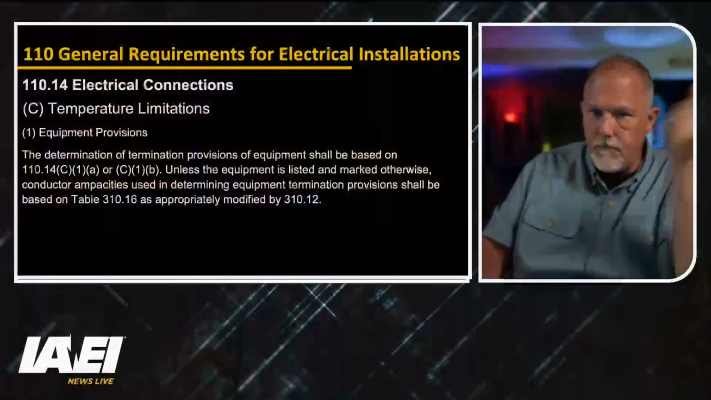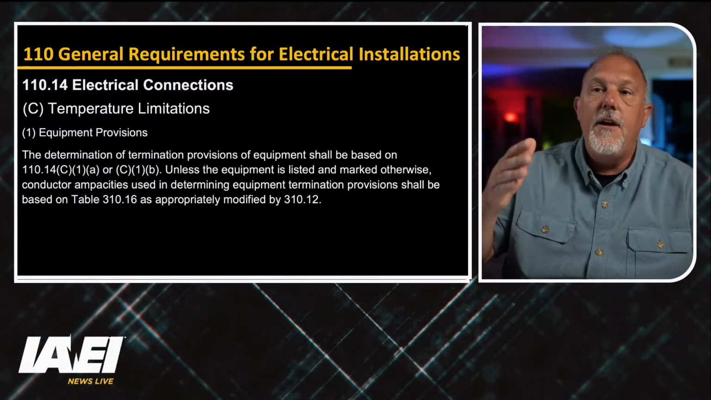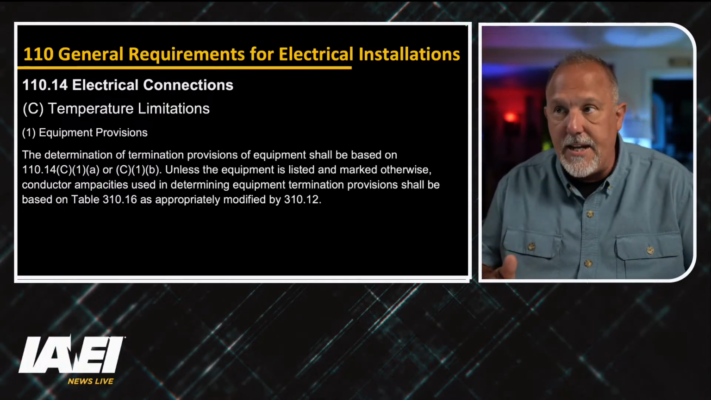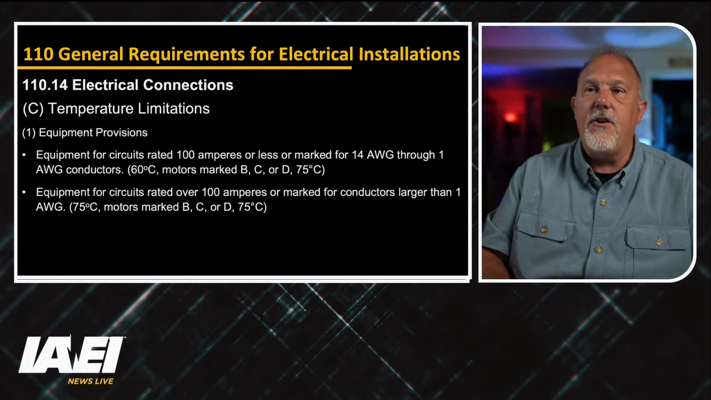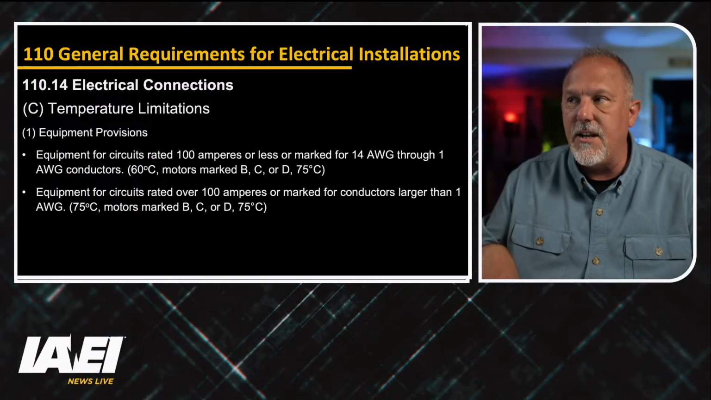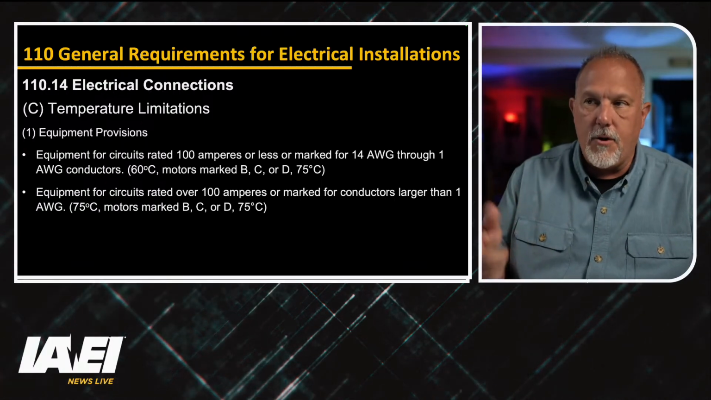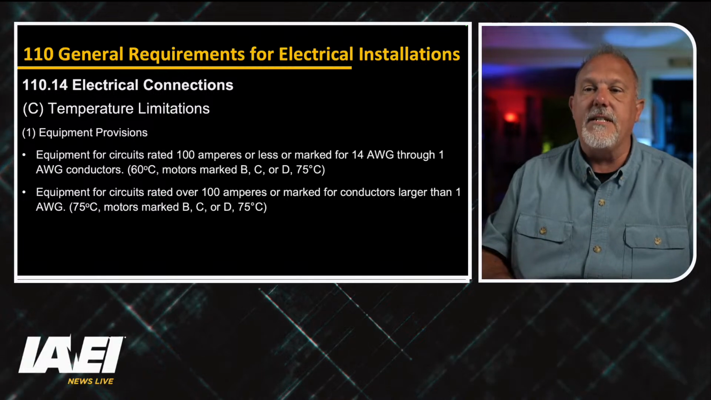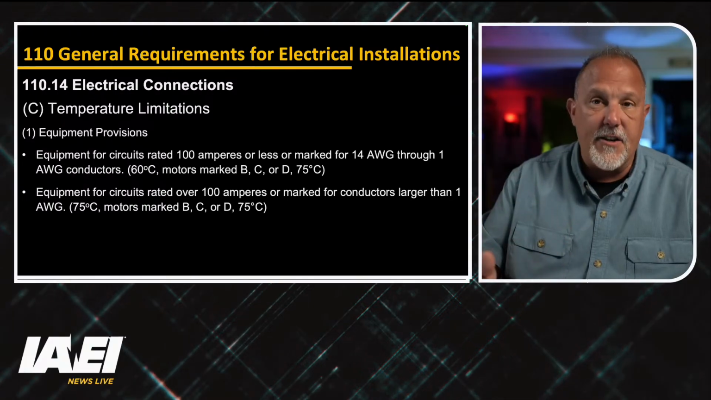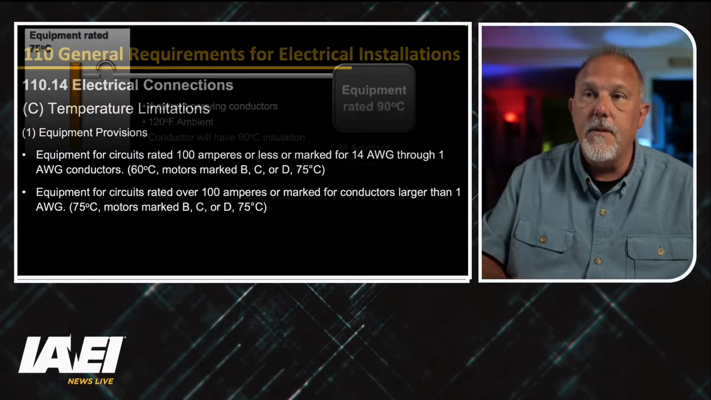Okay, 110.14(C) is your temperature limitations. It says the determination of temperature provisions of equipment shall be based on C1A or C1B, right? And then if I go to C1, equipment for circuits rated 100 amps or less, that's marked 14 through 1 gauge. That's 60 degrees C. And your motors marked B, C, or D is 75 degrees C. Equipment for circuits rated over 100 amps, larger than a 1 gauge, that's 75 degrees C. And motors marked B, C, or D is still 75 degrees C.